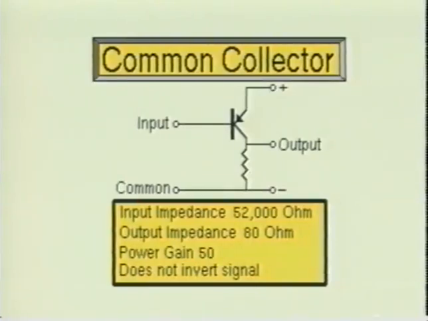The common collector, which is also referred to as an emitter follower circuit, has a typical input impedance of approximately 52,000 ohms. The output impedance of this circuit is usually very low, somewhere around 80 ohms. The common collector also provides a current gain of about 50 and a power gain of about 50. However, this circuit provides no voltage gain. The common collector is generally used as a buffer amplifier. You may also have noticed that this circuit does not invert the incoming signal.